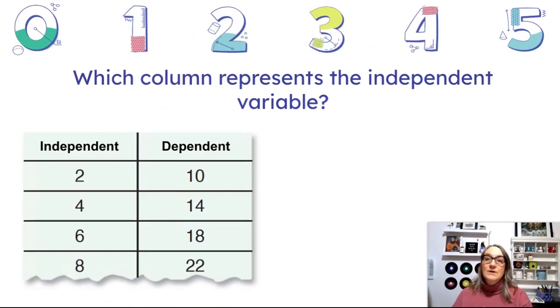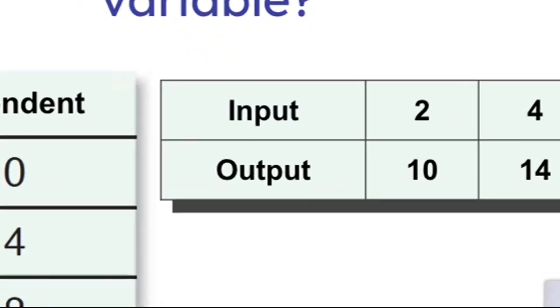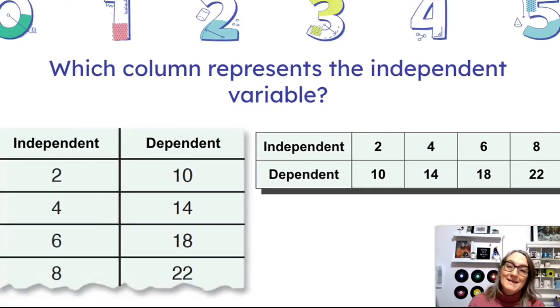It's important to know as well that a table of values might be flipped the other way. It might be horizontal. So it might have only 2 rows and many columns instead of having only 2 columns and many rows. In the case of a horizontal table of values like this one here, the input value or independent variable always goes first again, and the output value or dependent variable always goes second.